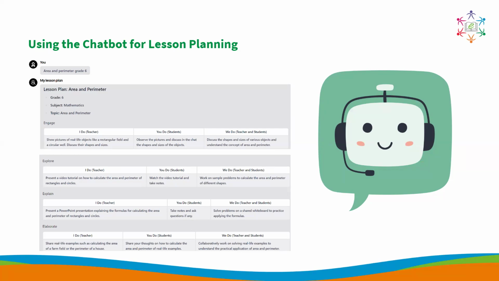You just need to enter the lesson or the concept you are teaching and for which grade you are teaching. And you can see over here, I've just entered area and perimeter for grade 6, and you'll get a complete lesson plan for area and perimeter: what you can do in the engage phase, what you can do in the explore phase, what you can do in the I do phase, the we do phase, and the you do phase. Everything all together you can get over here.